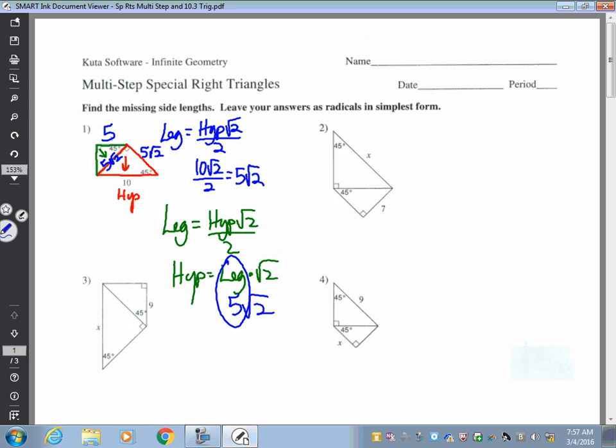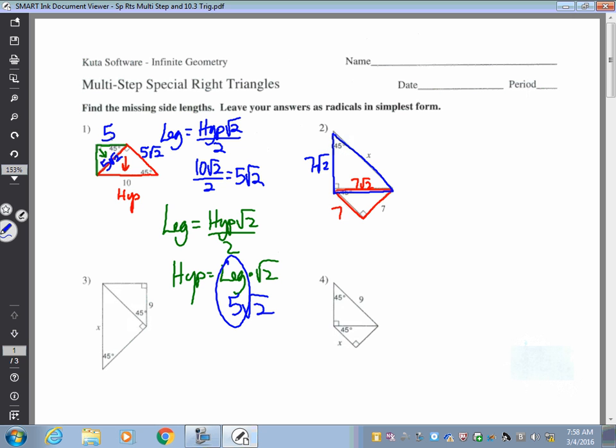So the key to this is finding the first triangle that you have measurements to that you can use to get to the adjacent triangle. So on number 2, I'm hoping you see that we should start with the 7, which is a leg in a right isosceles. So from there, I know this other leg is 7, and now the hypotenuse is 7 root 2. Well, that 7 root 2 is a leg in the adjacent right isosceles. So that's also 7 root 2 on this side.